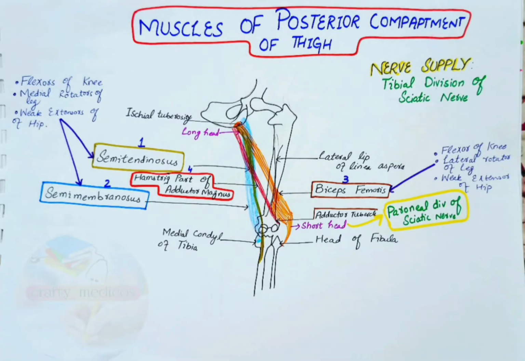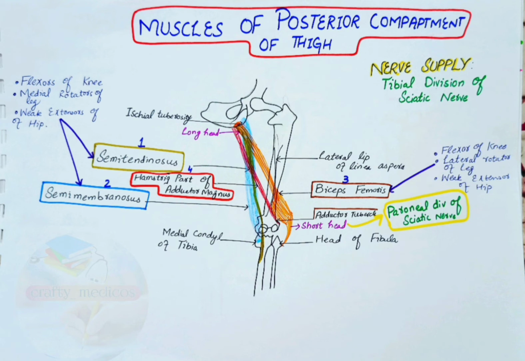After discussing the origins and insertions of the muscles of the posterior compartment, now let's discuss the nerve supply of these muscles. All of these muscles are supplied by the tibial division of the sciatic nerve, but there is one exception: the short head of biceps femoris is supplied by the peroneal division of the sciatic nerve. Let's look at the actions of these muscles.